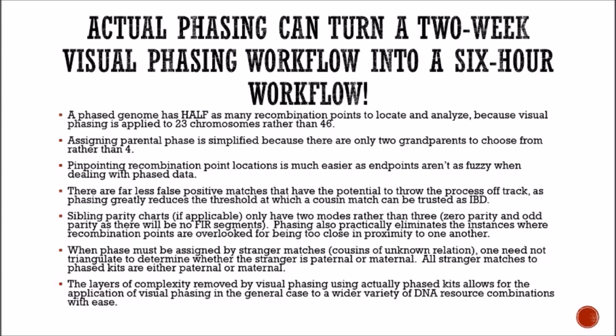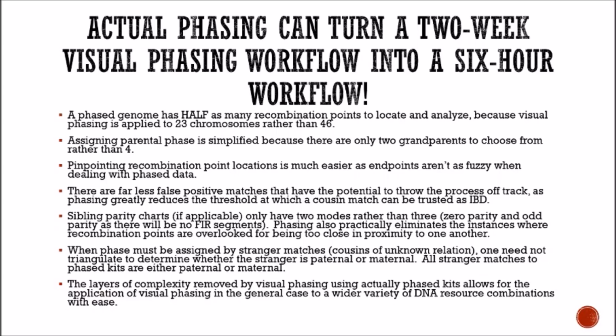Generally, when I'm working with phase data, doing visual phasing, depending on what my resources are, I may lower the threshold down to 5 centimorgans even. We're not lowering it down to 1 or anything like that. That's absolutely ridiculous. You won't get any real information out of that. But say the absolute minimum you'd ever want to work with unphased data is 7, with phased data it might be 5. Okay, the sibling parity charts, if applicable, and here we're talking about the Stephen Fox stuff, only have 2 modes rather than 3. I think you can use phased data in the Stephen Fox spreadsheet, although I haven't actually tried it, because I just don't have many siblings.